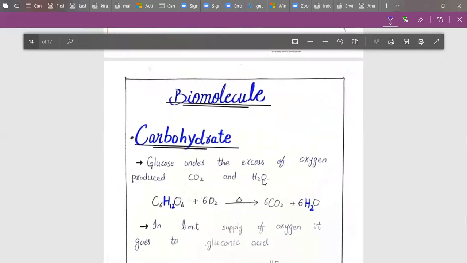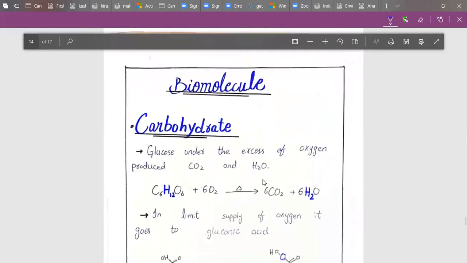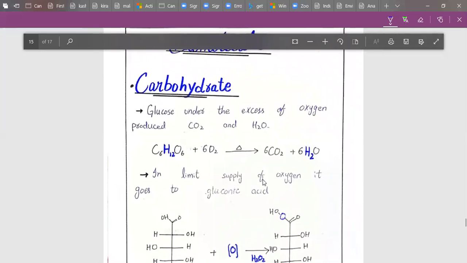Biomolecules. In biomolecules, we also study how the biomolecules undergo the oxidation process. First of all, in carbohydrates, glucose undergoes oxidation with excess oxygen and produces carbon dioxide and water. When glucose reacts with excess oxygen, it produces carbon dioxide and water by the removal of hydrogen from this point.